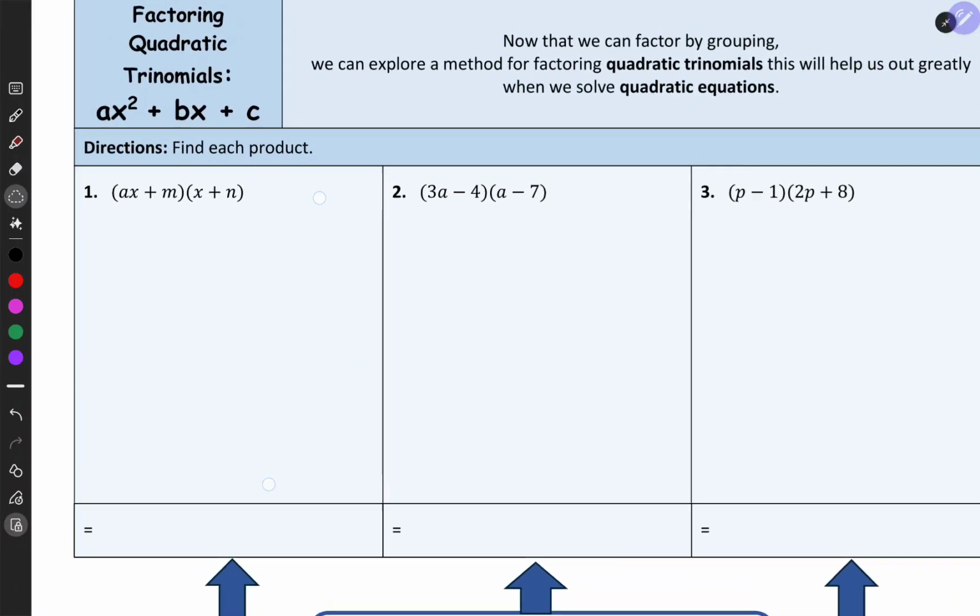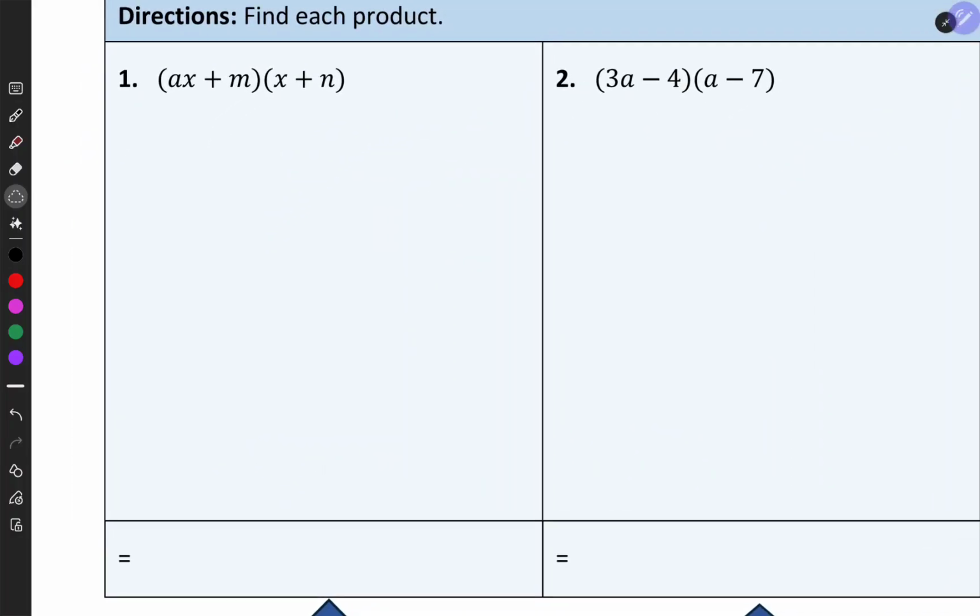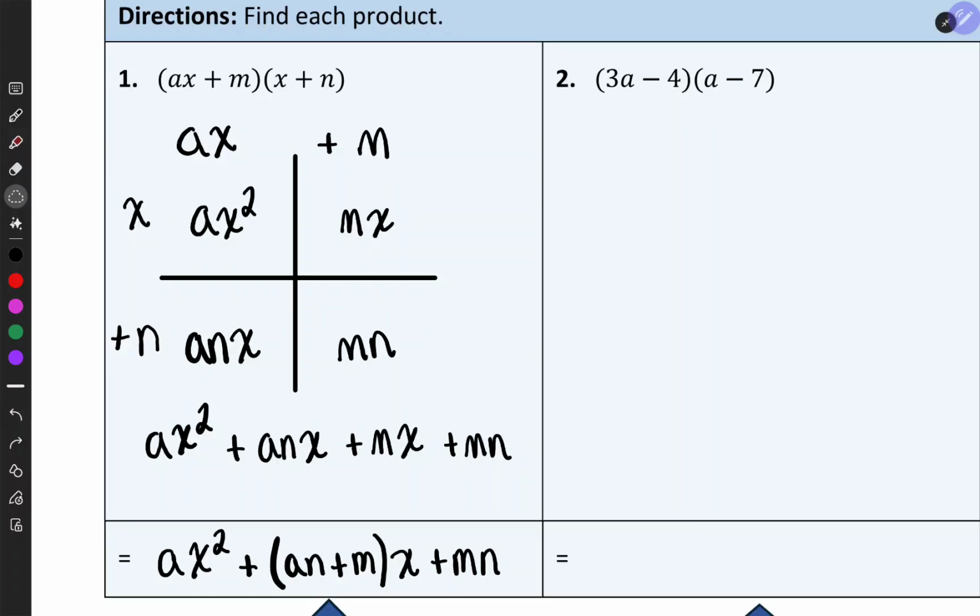So for number one, here we go. It looks messy, but I used the box method for this one, in which you can use this for all three. But the box method works really well for those who need it more visually organized. And you just multiply rows times columns. So x times ax gave me ax squared, right? And then you just keep multiplying rows times columns, and there we go.